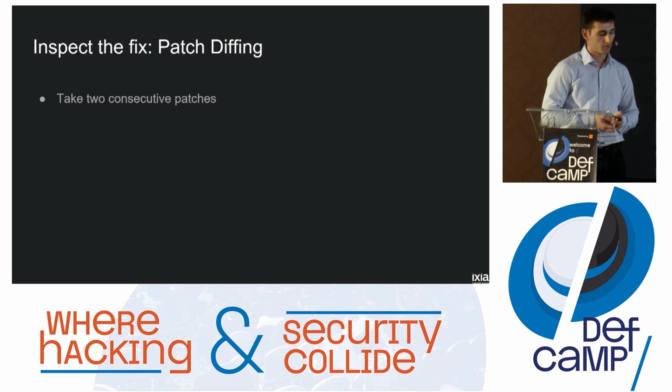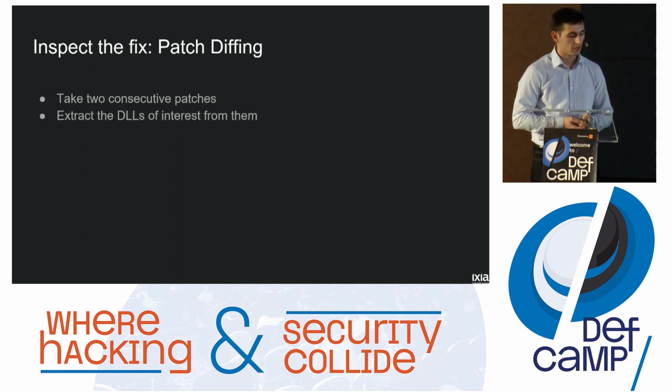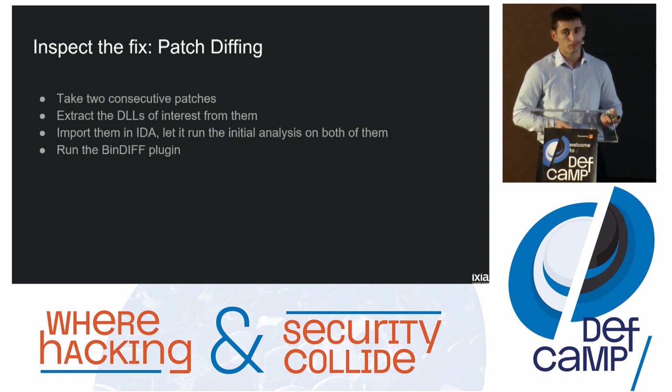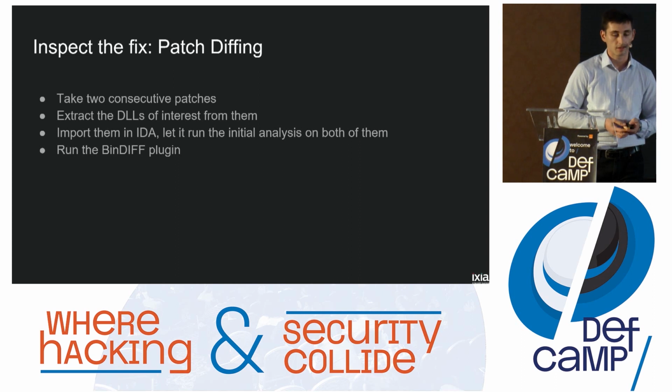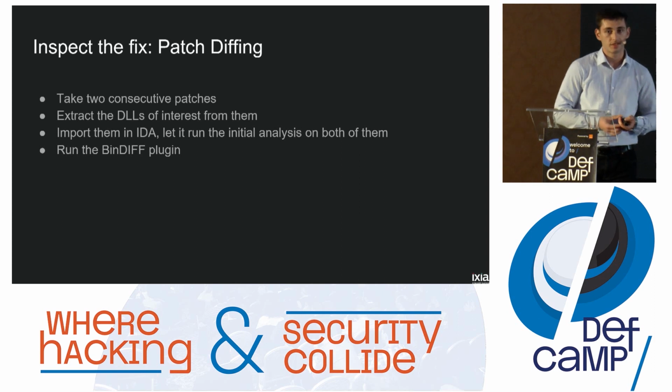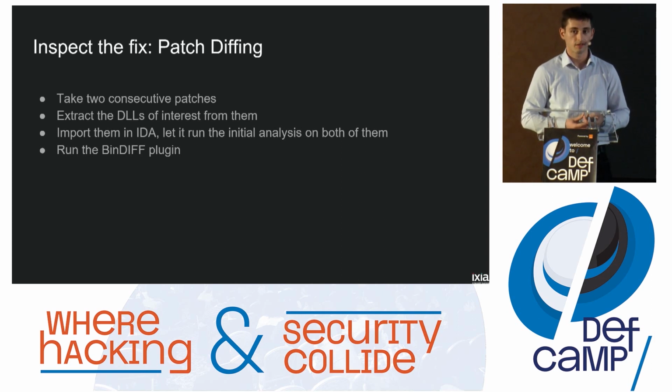How would you go about patch diffing? Well, there are certain steps, and they're pretty straightforward. You will take 2 consecutive patches. When you're talking about Windows, these patches are really cabinet files, and cabinet files are fully fledged zip archives. You would extract those archives, and you take the file of interest from them. Then you import those files in IDA and let IDA run its initial analysis on both files. Then you would run the BinDiff plugin. BinDiff has a plugin that allows you to integrate it with IDA, and we'll do exactly that. We'll compare both files at the basic block level. And you will start.